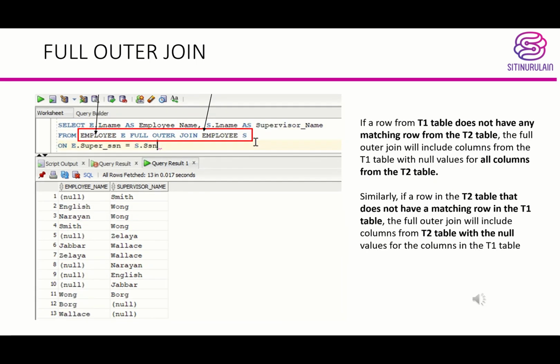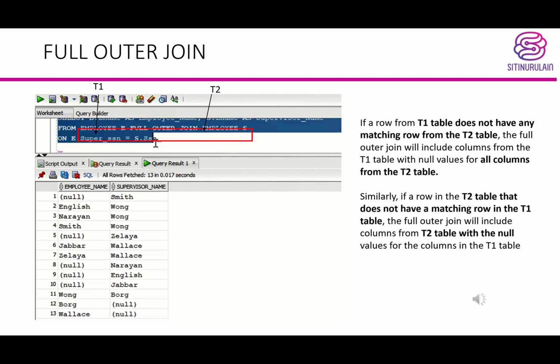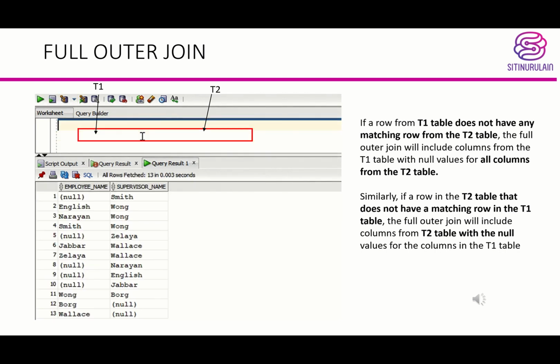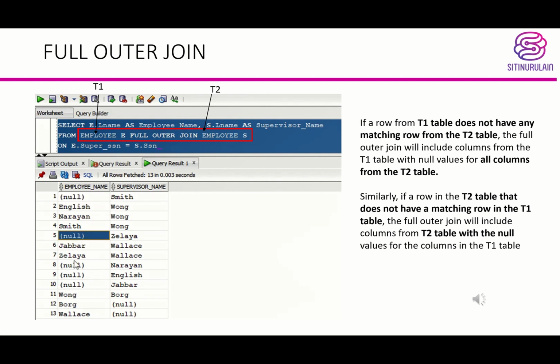This is an example of a query using the full outer join to join the employee table with the employee table. The first employee table refers to the ordinary employee or staff, called T1. The second employee table refers to the supervisor, called T2. If a row from the T1 table does not have any matching row from the T2 table, the full outer join will include columns from the T1 table with null values for all columns from the T2 table. Similarly, if a row in the T2 table does not have a matching row in the T1 table, the full outer join will include columns from the T2 table with null values for the columns in the T1 table.